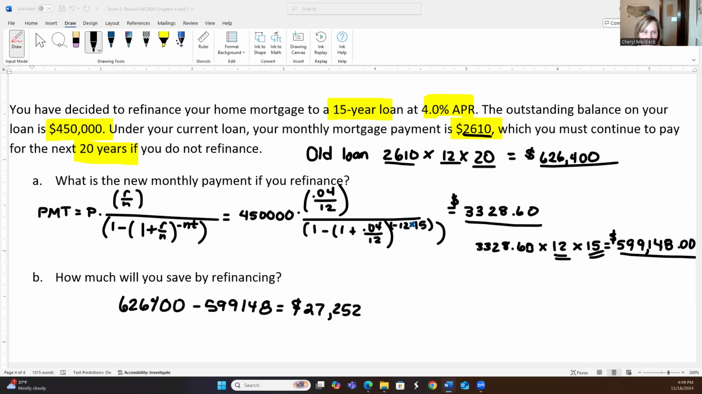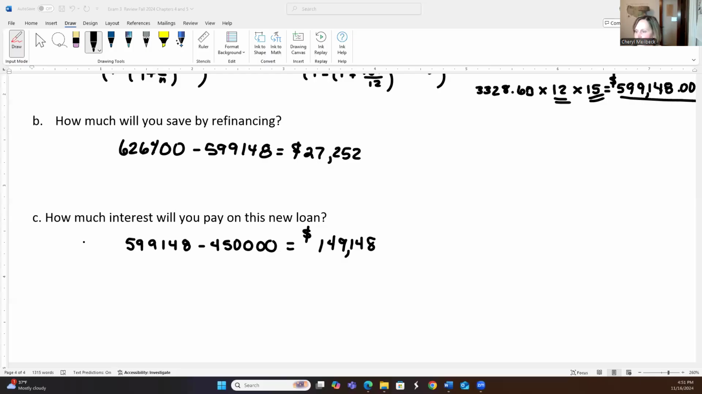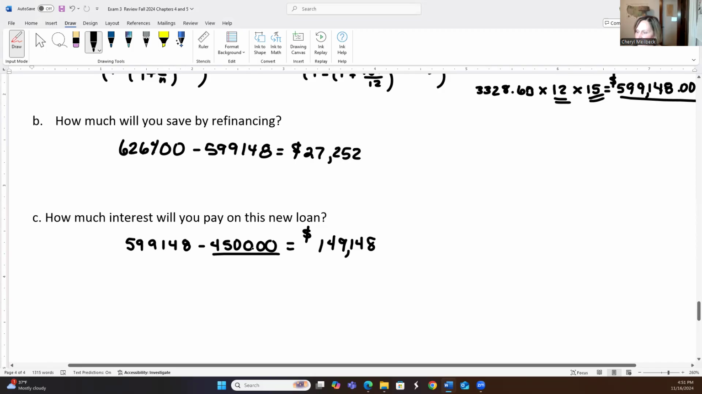Looks like there was one more question. So let's answer that last question. The last question says, how much interest will you pay on the new loan? Well, your loan amount was $450,000, and above we calculated that you're going to be paying $599,148. So by subtracting them, you find that the interest you'll pay on that loan is $149,148. So thanks for watching, and I hope this is helpful.